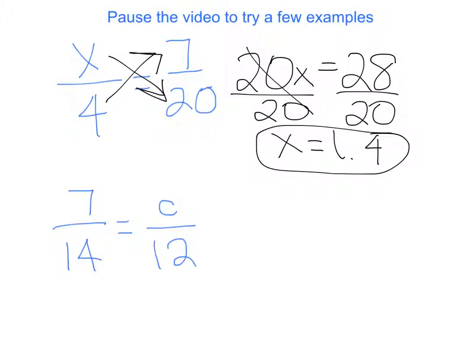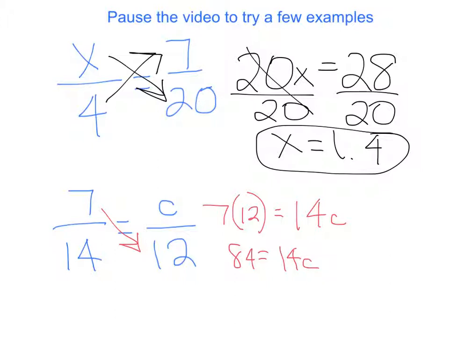For the next example, we multiply 7 times 12 and 14 times c. We get 84 equals 14c. You divide both sides by 14, and we get c is equal to 6.